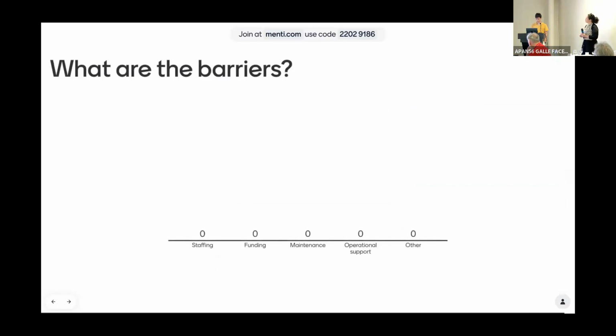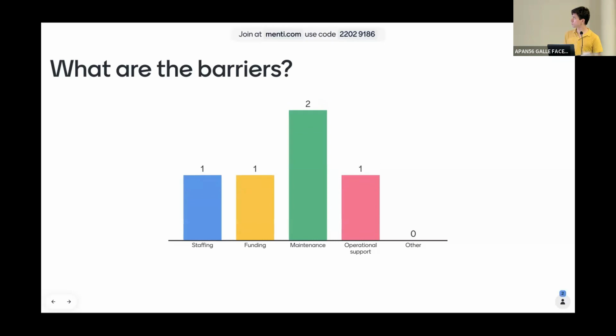All right, and so for those of you using OSS, are you running into barriers? You probably are. And if yes, multiple answers are possible here. What are the barriers for you to run these services? Maintenance? Well, across the board, basically.